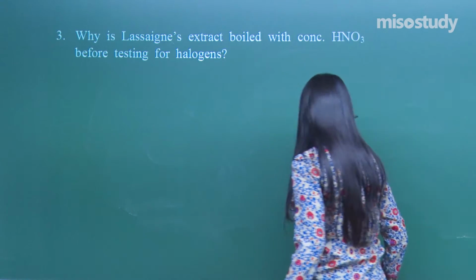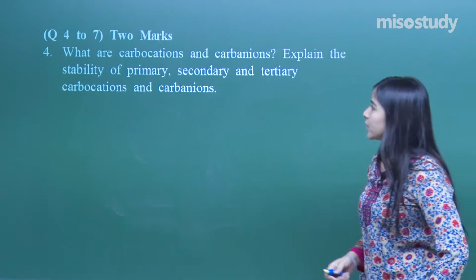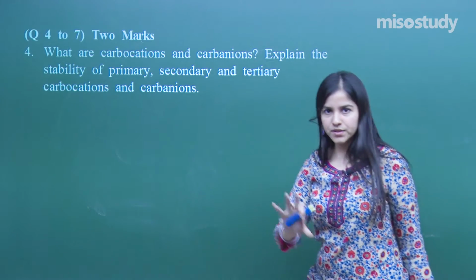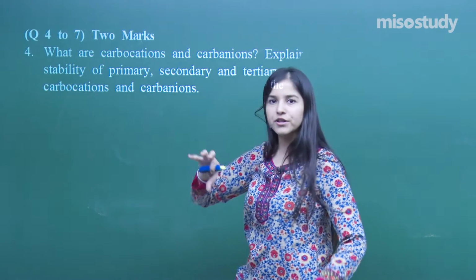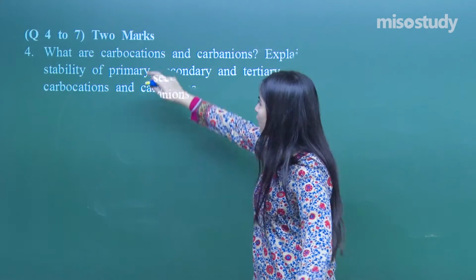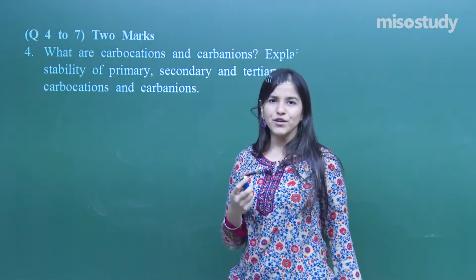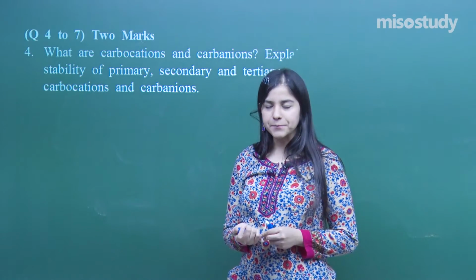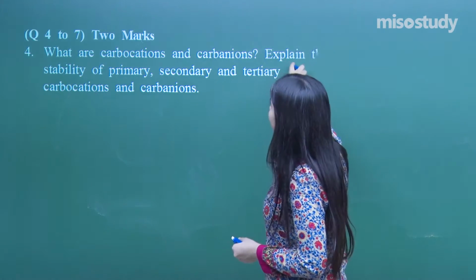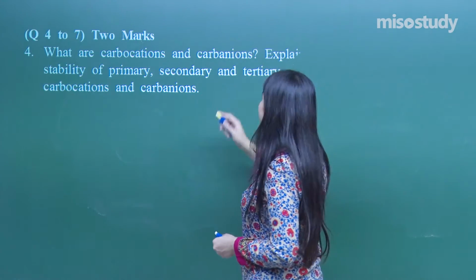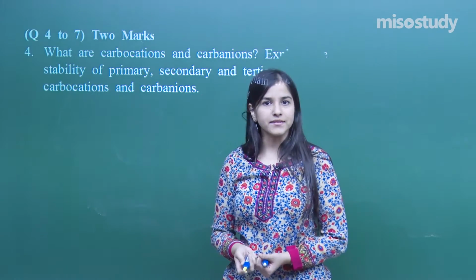Let's move to the next question. Now questions 4 to 7, 2-mark questions. Again, keep that in mind so that you are able to answer them properly. What are carbocations and carbanions? You know what carbocations and carbanions are? Explain the stability of primary, secondary, tertiary carbocations and carbanions, right?